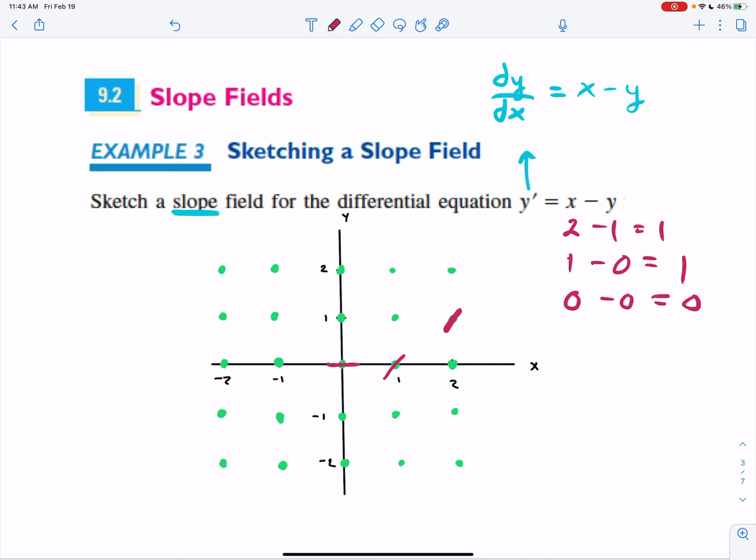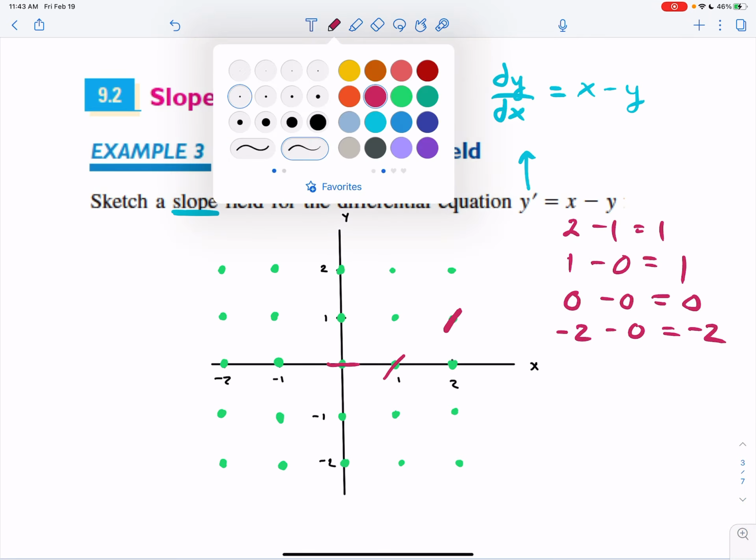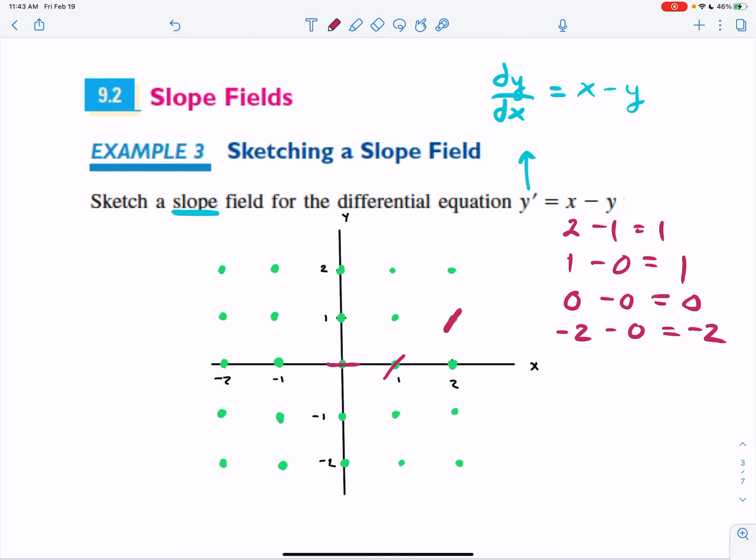So we're going to do a bunch. Feel free to do the whole thing, but I'm just going to point out a few. Let's look at maybe this one right here. Negative 2, 0. Negative 2 minus 0 is negative 2. Notice how that slope is negative, so it's going to go downwards.